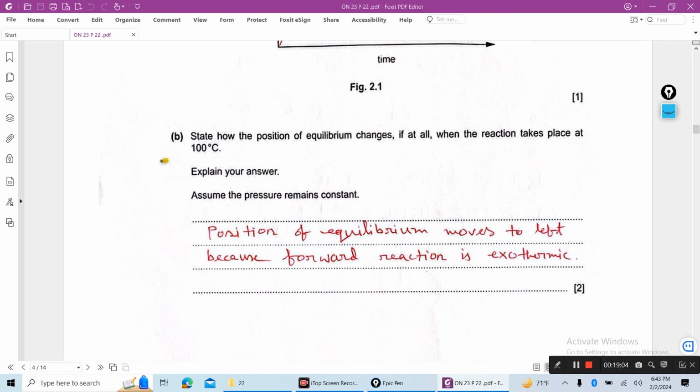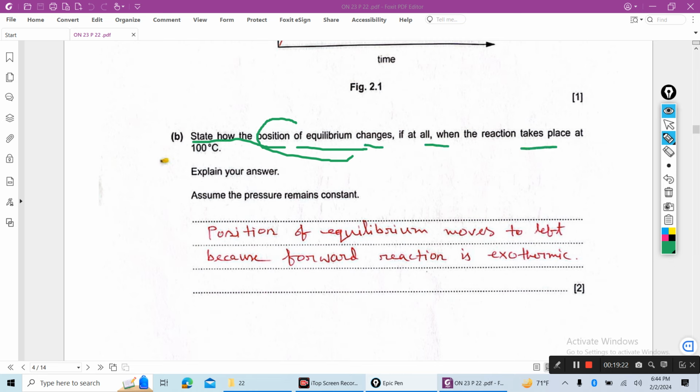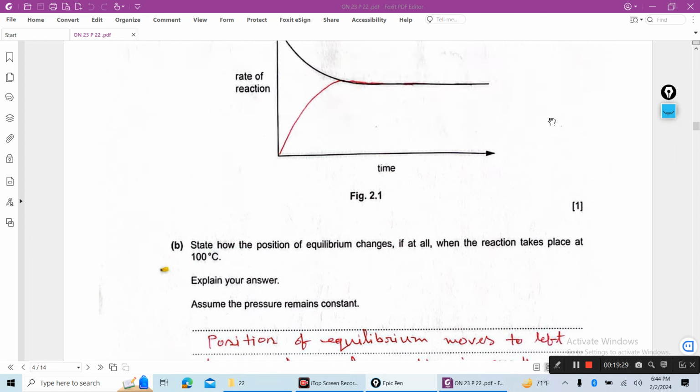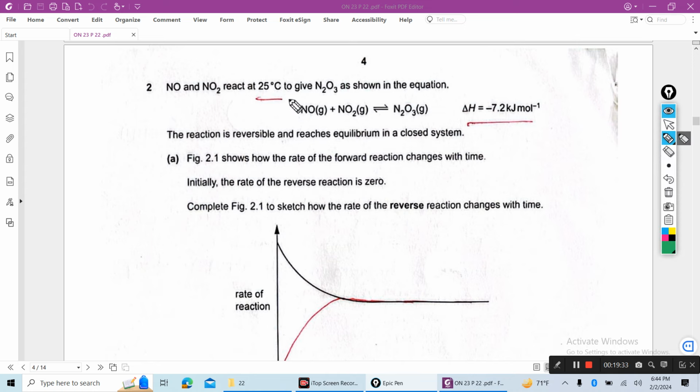Part B, state how the position of equilibrium changes, if at all, when the reaction takes place at 100 degrees centigrade. Okay, this reaction happened at 25 degrees centigrade and the reaction is exothermic. So now the temperature has been increased. If temperature is increased, equilibrium will move to the endothermic side. That means at 100 degrees centigrade, equilibrium will move from right to left.